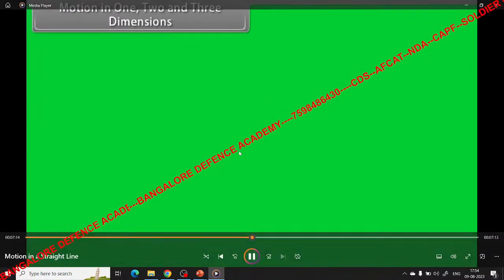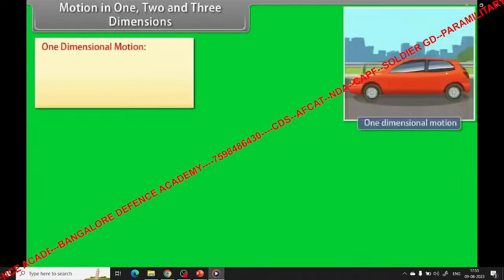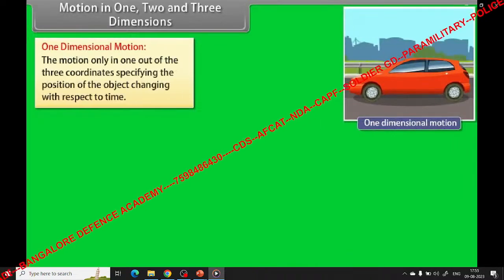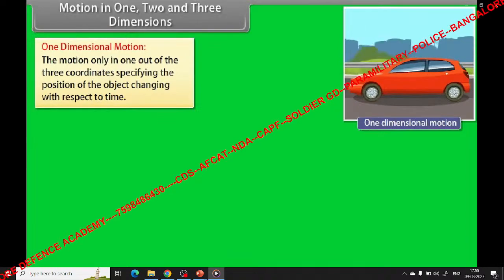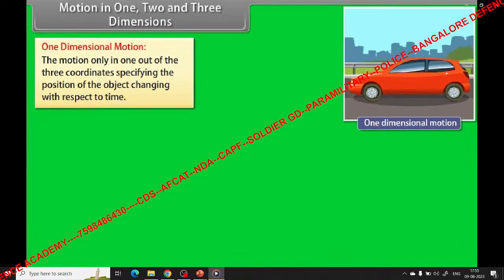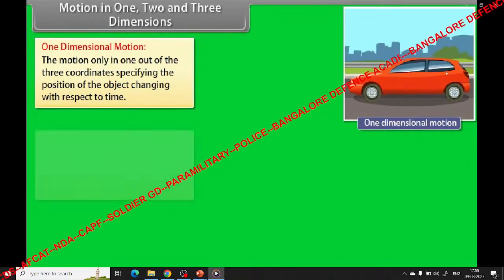Motion in 1, 2, and 3 dimensions. One-dimensional motion. The motion in which only one out of three coordinates specifying the position of the object changes with respect to time. Example: a car traveling in a straight line.